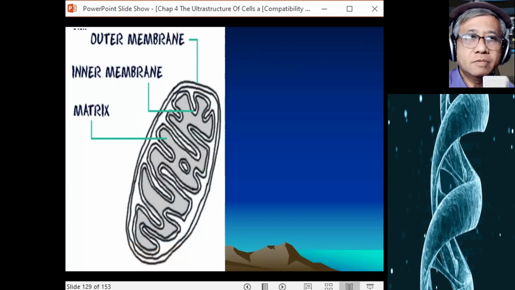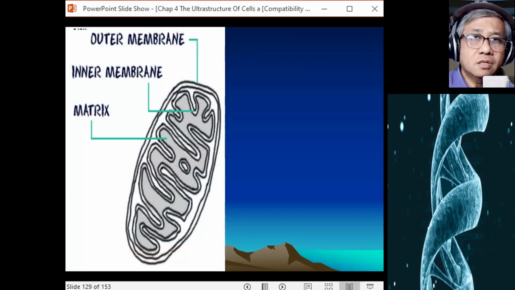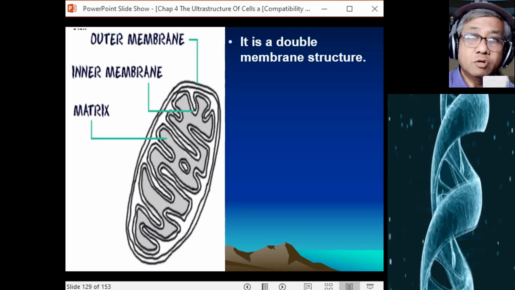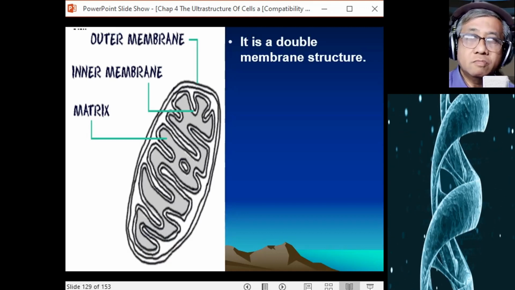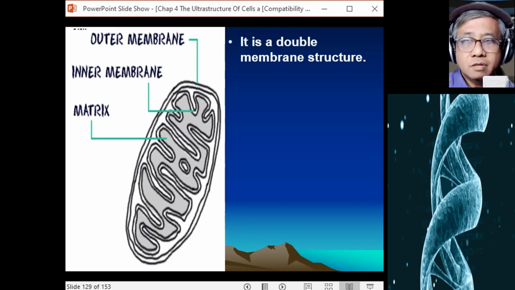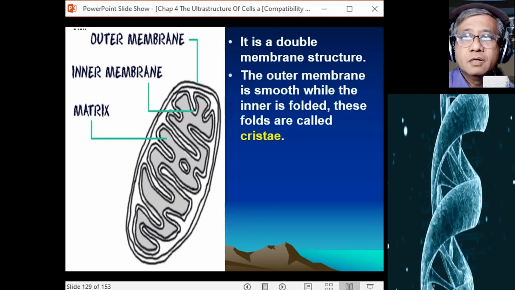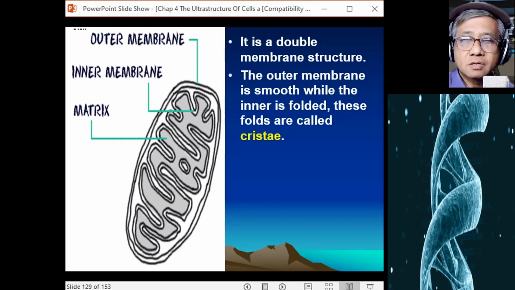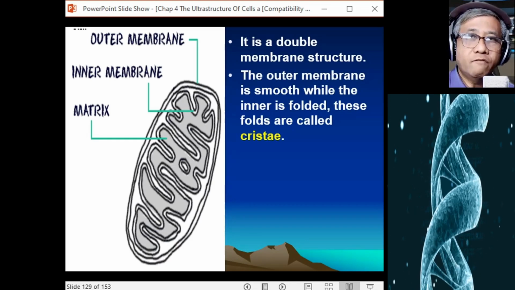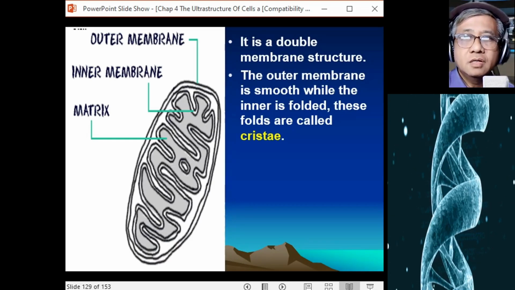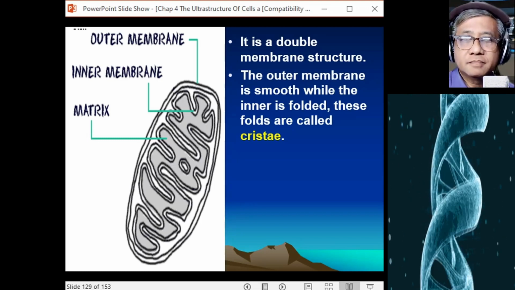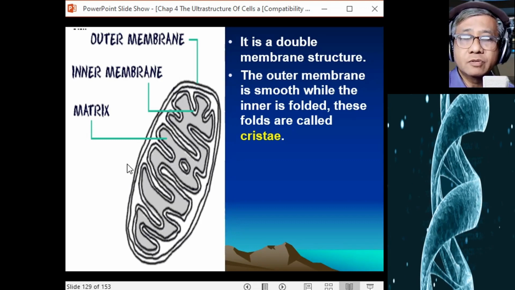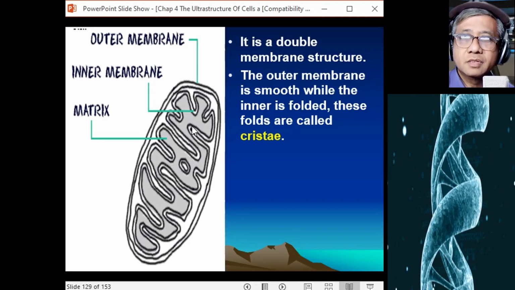Alright, in terms of its ultrastructure under the electron microscope, the mitochondria is a double membrane organelle. It's a double membrane structure. You have an outer membrane that is smooth, while the inner membrane is folded, as you could see in our illustration. The folding of the inner membrane are called cristae. Alright, the cristae increases the surface area for cell respiration to occur.